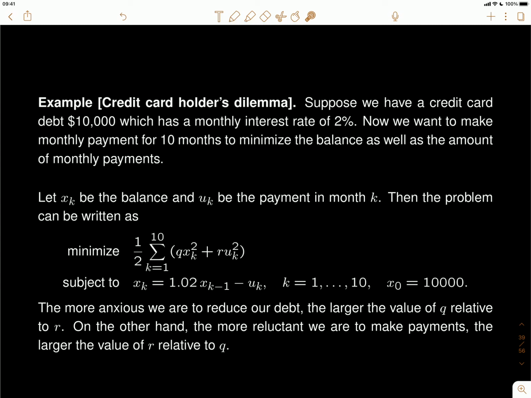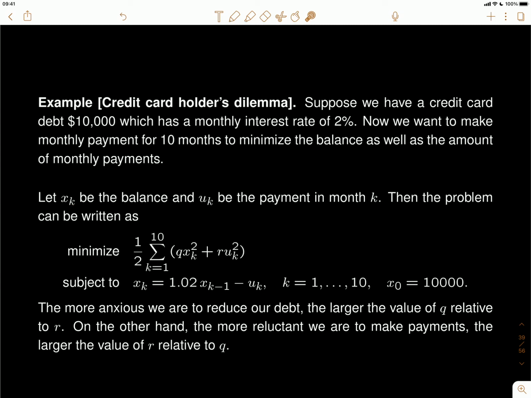They want to make a payment for 10 months and see what happens: what we should pay each month, and what we will end up with after 10 months. Okay, so let's say xk is the balance in the credit card, and uk is the amount of payment we're going to make at month k. So x0 is $10,000, which is the initial balance. xk is the balance we have at the end of the kth month, and uk is the payment we want to make in the kth month.